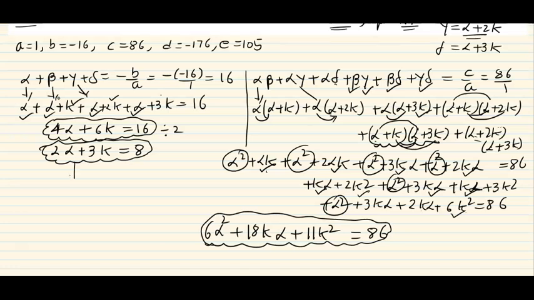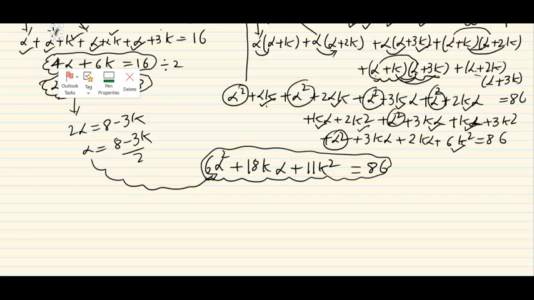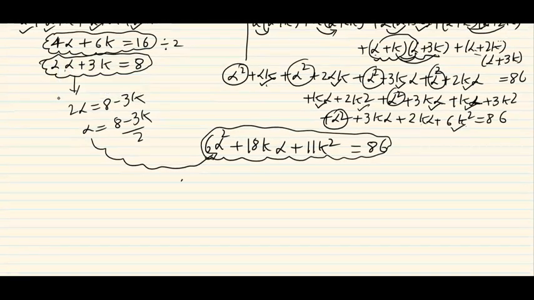From here, because we want the value of k, 2 alpha equal to 8 minus 3k. So alpha is (8 minus 3k) over 2. So this alpha, you can put it here. Is that fine? Yeah. So is it making sense? Yeah. So once you do it, it should be 6.